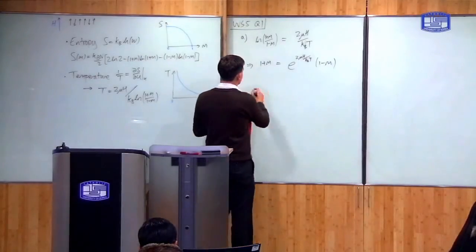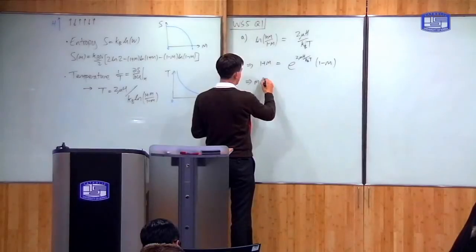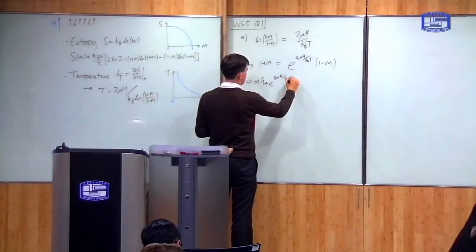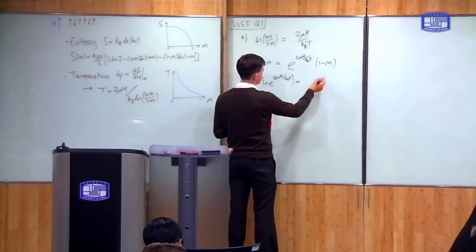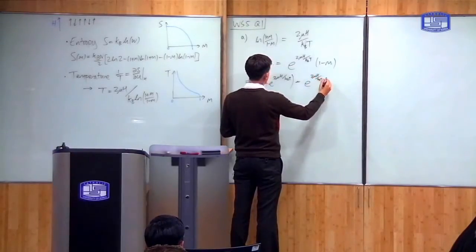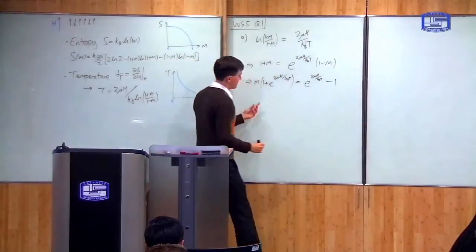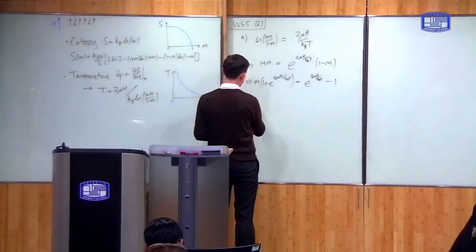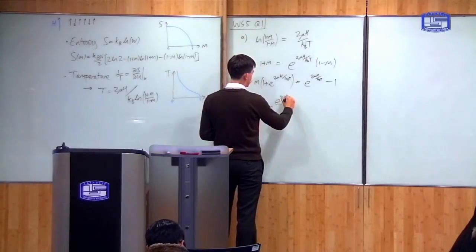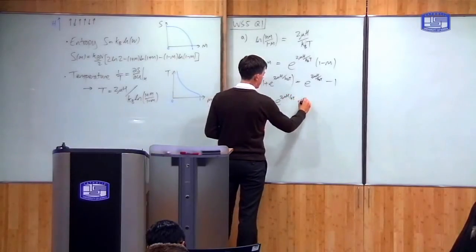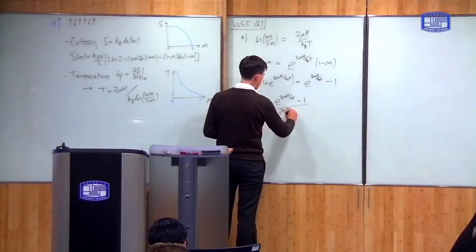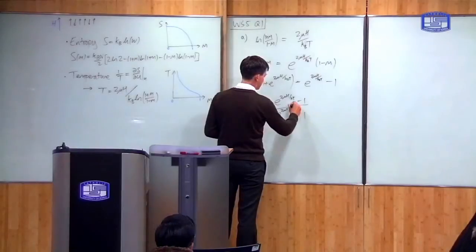Then I can group the terms in m together. So this means that m times (1 plus e to the 2 mu h over k_B T) is equal to e to the 2 mu h over k_B T minus 1. And then finally I divide to make m the subject. m is equal to (e to the 2 mu h over k_B T minus 1) over (e to the 2 mu h over k_B T plus 1).